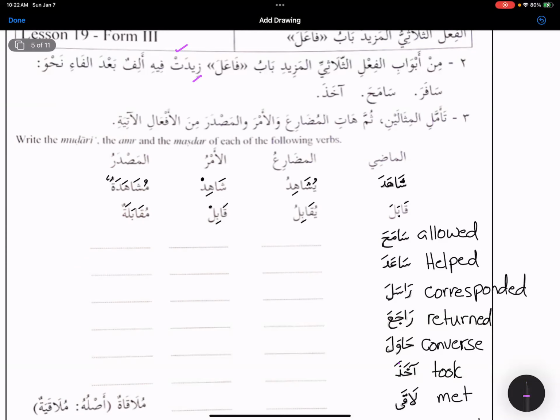I just didn't pay attention that this is majhul over here. Alhamdulillah, because the translation was making sense as majhul. So zidat fihi, so it is more in it, alifun, and this alifun is badal fa, and the example: safara or samaha or akhada. So these are the examples.